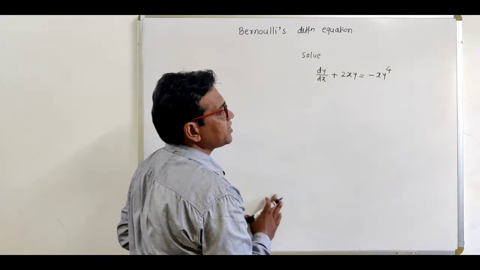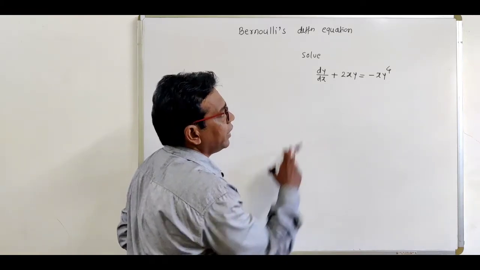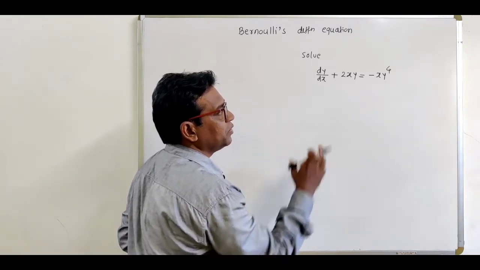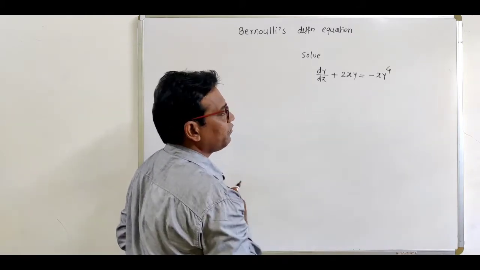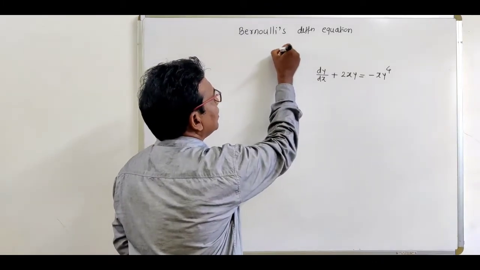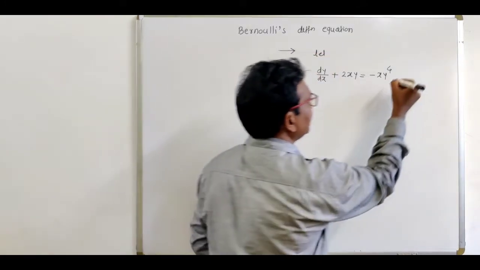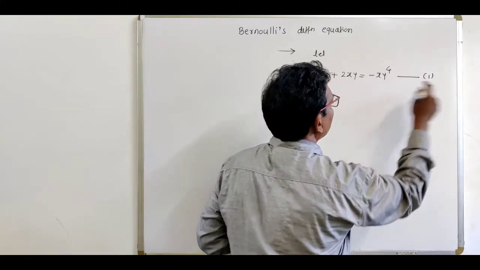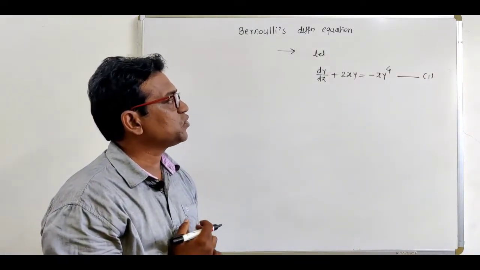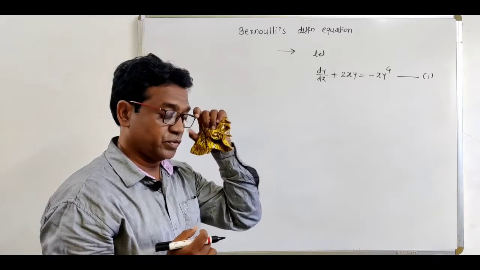Now see, this is our first example. To solve the differential equation dy by dx plus 2xy is equal to minus x into y raised to 4. Now this is the solution, and this is our given differential equation: dy by dx plus 2xy is equal to minus x into y raised to 4.